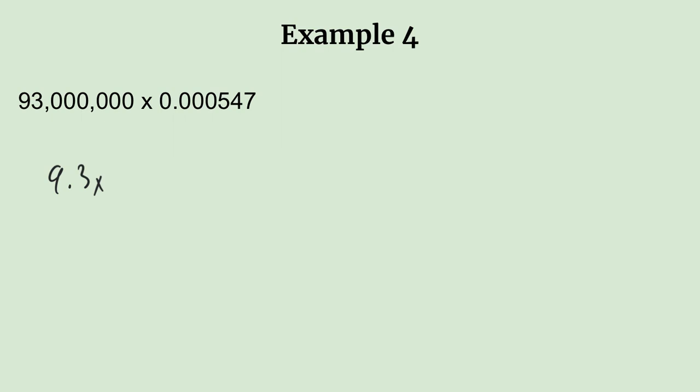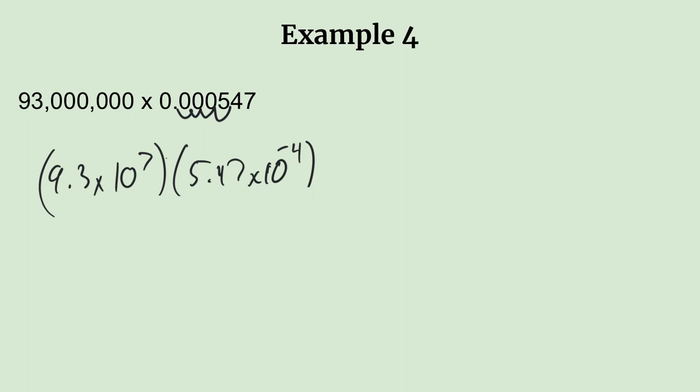We've already done this one. 9.3 times 10 to the 7th times 5.47 times 10 to the 1, 2, 3, 4, negative 4. There are 2 significant digits here because of this 9.3. So we're going to be keeping it 2 here. So we'll do 9.3 times 5.47 times 10 to the 7th times 10 to the negative 4th. Multiply those together.